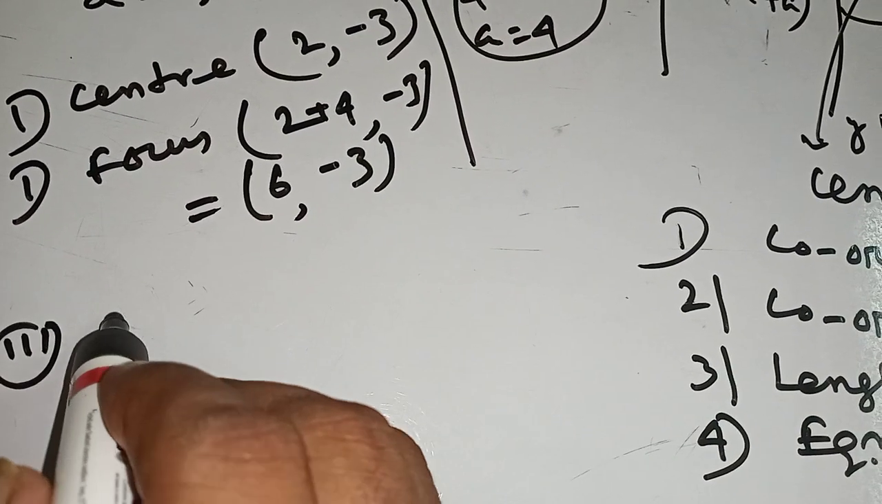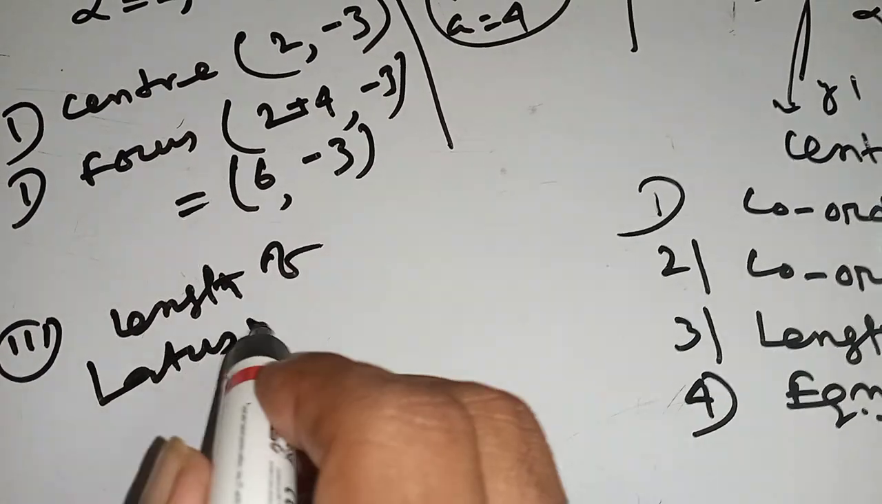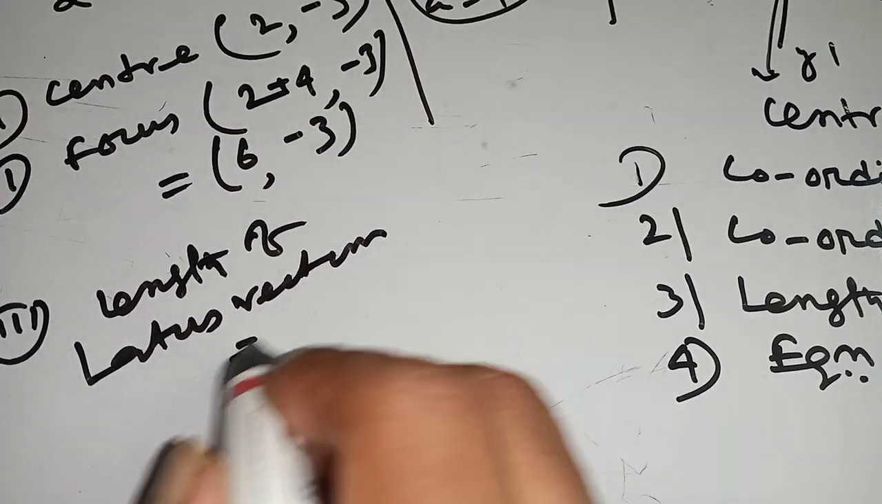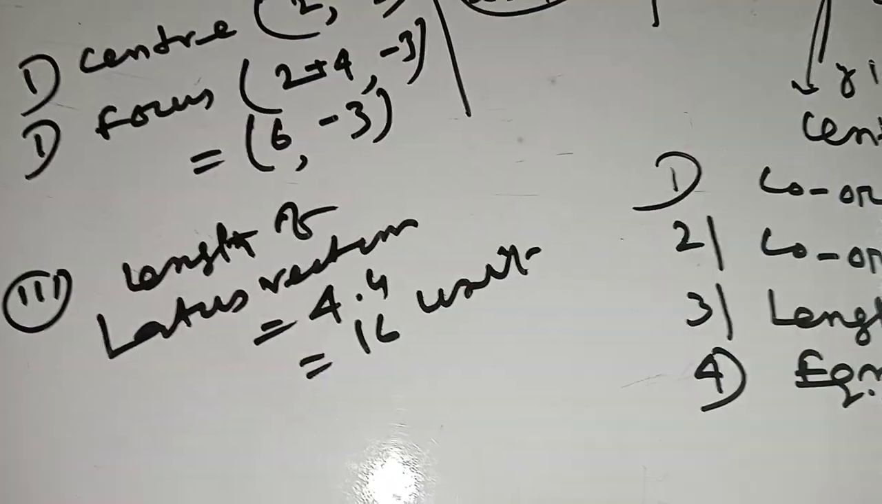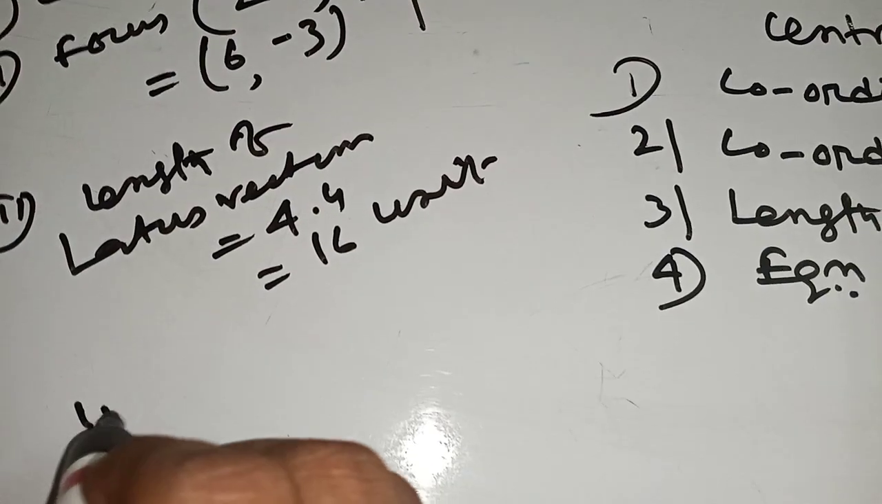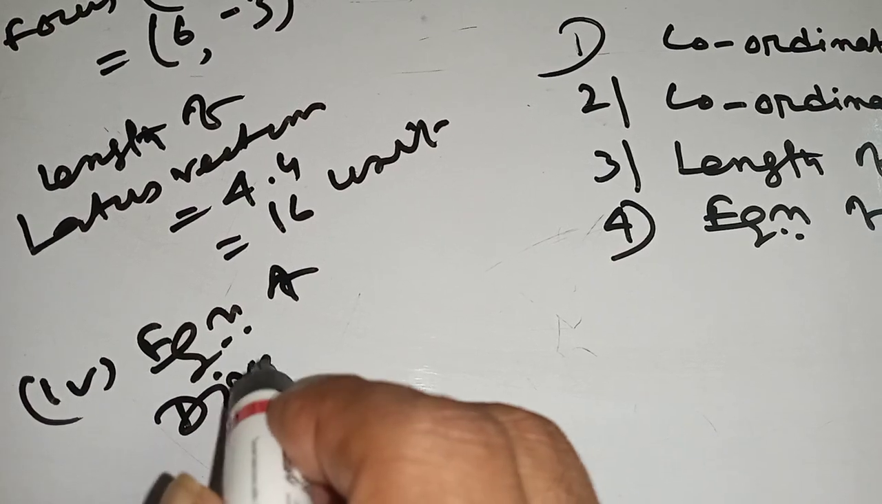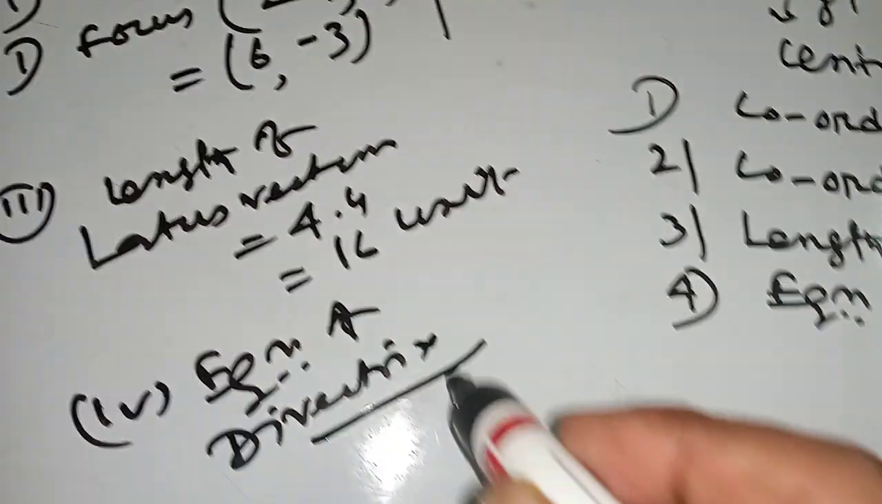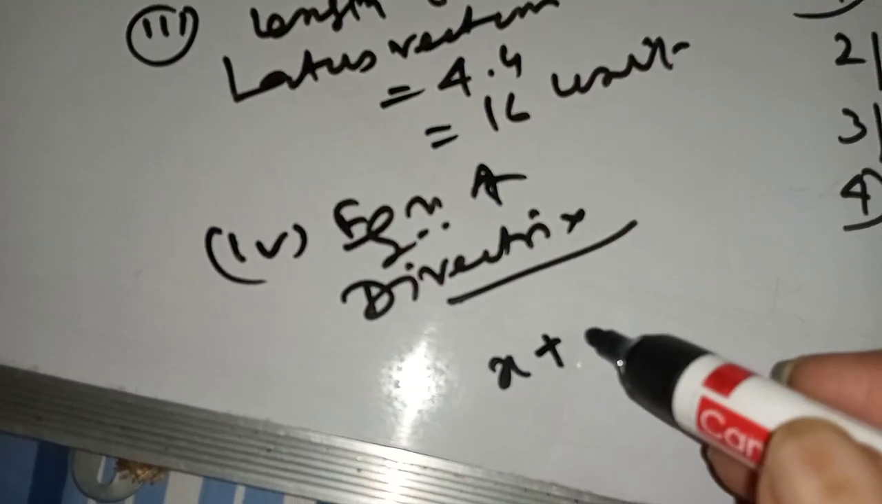Three, the length of the latus rectum is 4a, 4 into 4, 16 units. Now the equation of the directrix: x plus 2 plus 4 equal to 0, and x plus 6 equal to 0 is the answer.